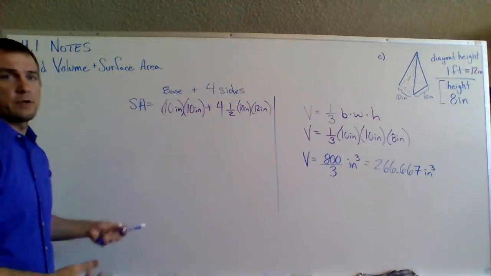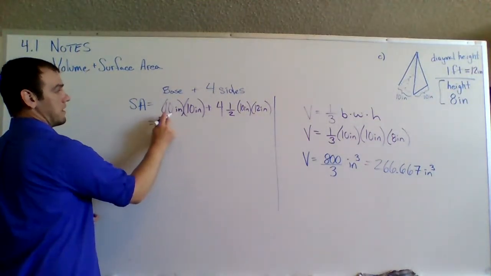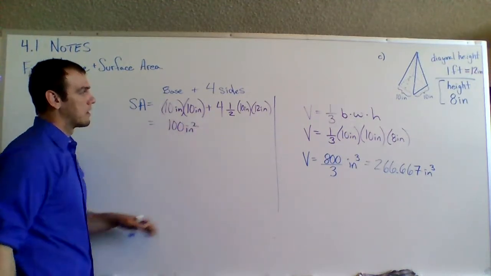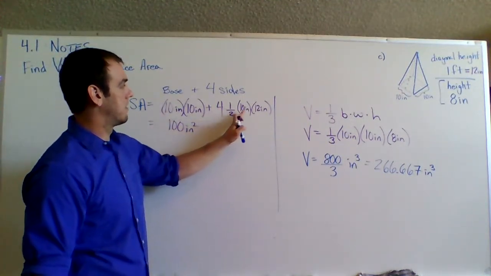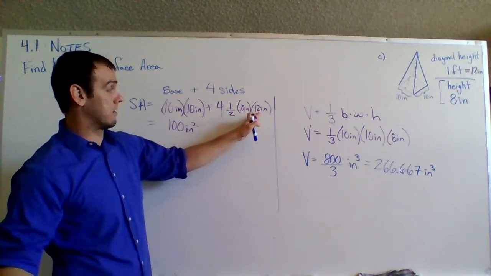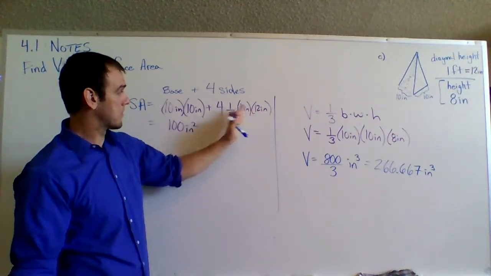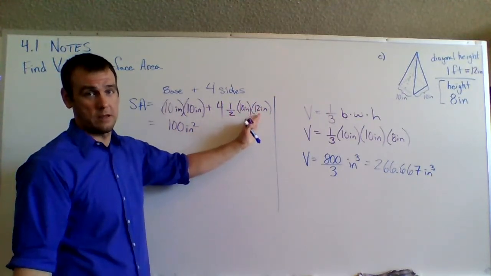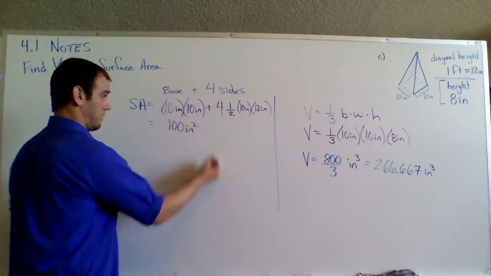Alright, so you guys can just multiply these all together. 10 inches times 10 inches is 100 inches squared. Over here we've got 10 times 12 is 120. 4 divided by 2 is going to be 2, so 120 times 2 is 240.